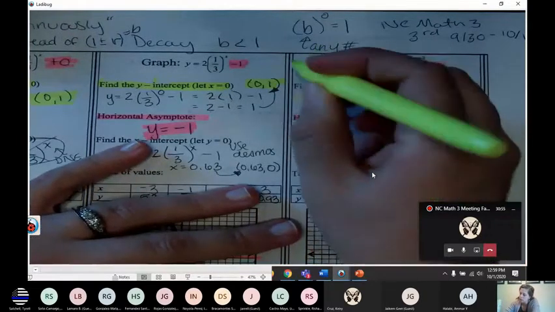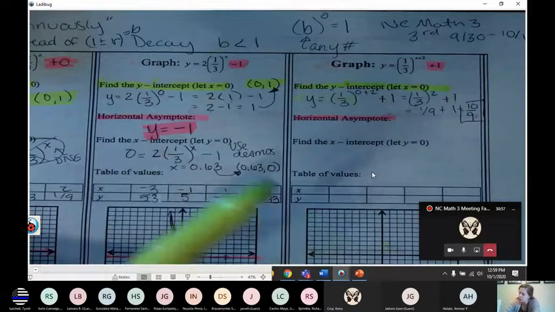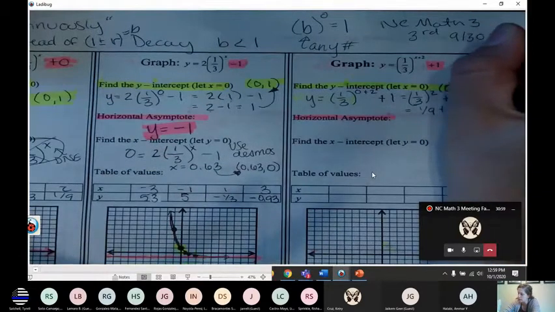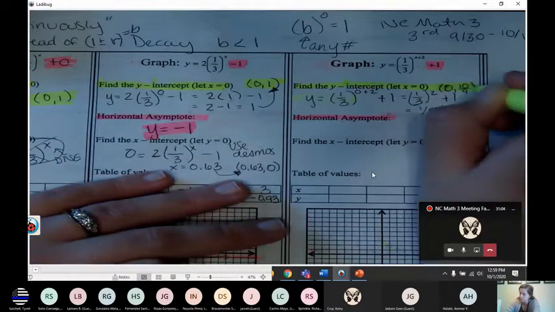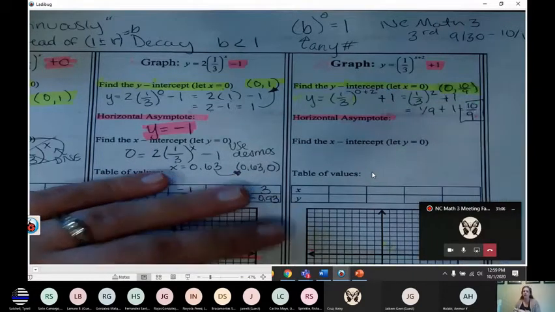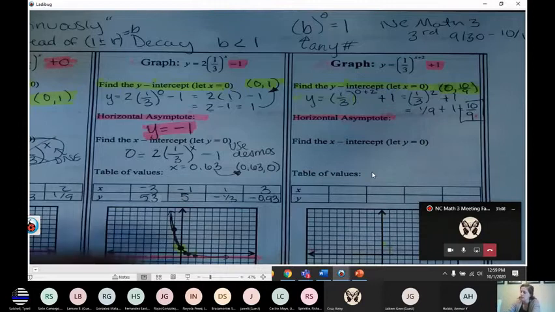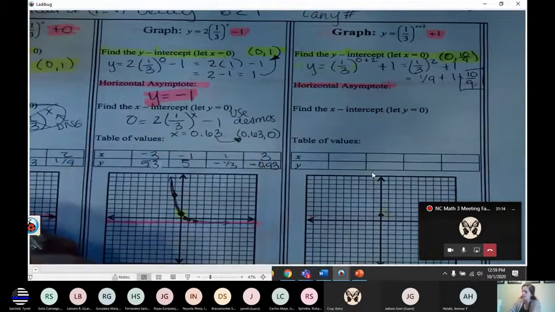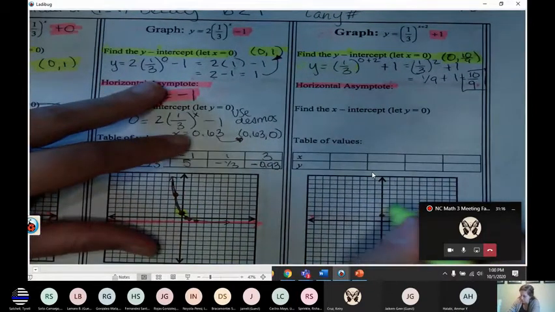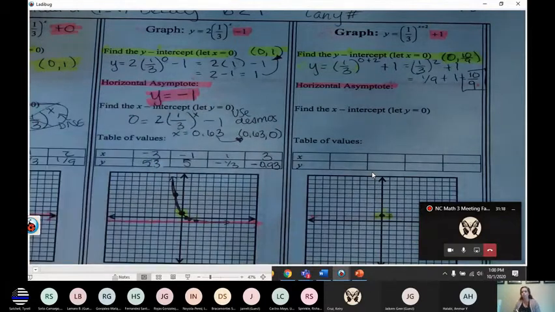So our point will be 0, 10/9. Okay, and we want to plot that on our graph. So 0, 10/9 is going to be a little bit over 1. It's going to be right there. And I'm going to highlight it so we know which point that was. Then we want to find a horizontal asymptote.